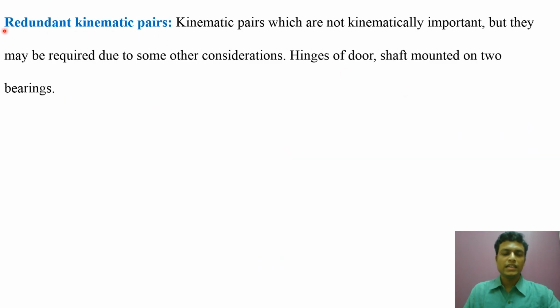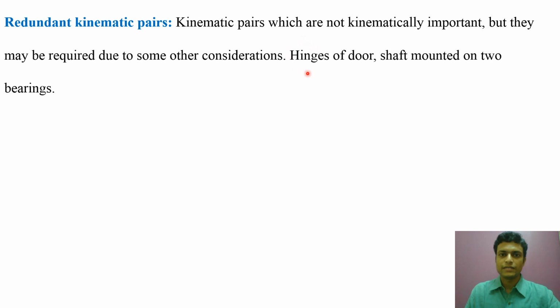Now let me explain redundant kinematic pairs. A mechanism may contain redundant kinematic pairs. So what are redundant kinematic pairs? Kinematic pairs which are not kinematically important, but they may be required due to some other considerations. The examples are hinges of a door and a shaft mounted on two bearings.